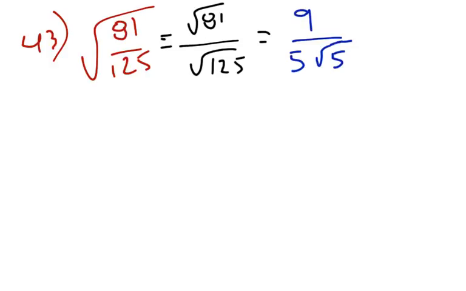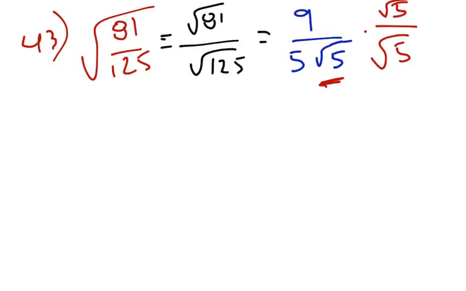Okay, so I have this now. There's a rule when you're doing radicals. You cannot have a radical on the denominator. In this case, that's square root of 5. You're not allowed to have a radical on the denominator. Because of that, we need to multiply by the same radical. So if I have square root of 5, I want to multiply by square root of 5 on the bottom and the top.